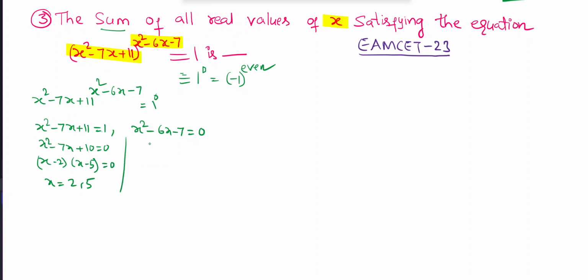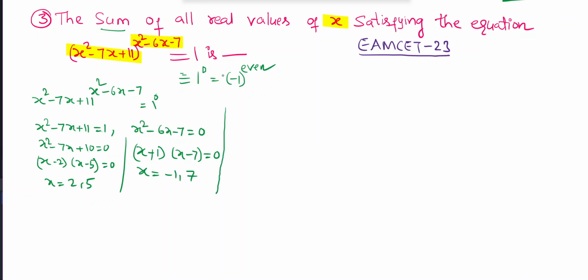For the second equation, x square minus 6x minus 7 is equal to 0. So from this, 7 ones are 7. This is x minus 7 into x plus 1 is equal to 0. From this, x is equal to minus 1 comma 7. These are the values of x.